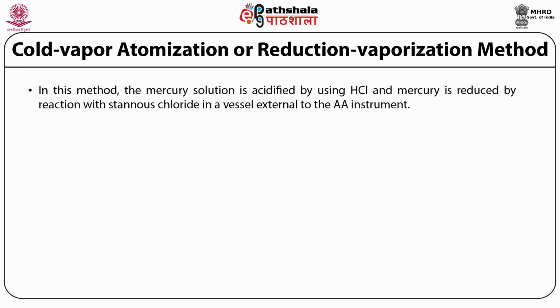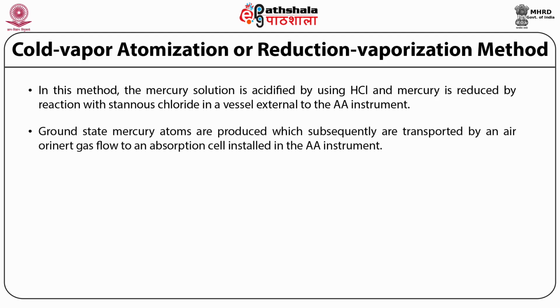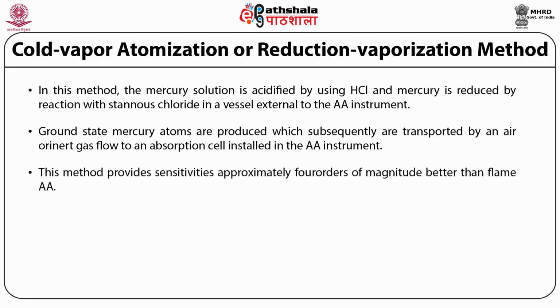In this method, the mercury solution is acidified using HCl, and mercury is reduced by reaction with stannous chloride in a vessel external to the atomic absorption instrument. The ground state mercury atoms are produced, which are subsequently transported by an air or inert gas flow to an absorption cell installed in the atomic absorption instrument. This method provides sensitivities approximately 4 orders of magnitude better than flame atomic absorption spectrometry.